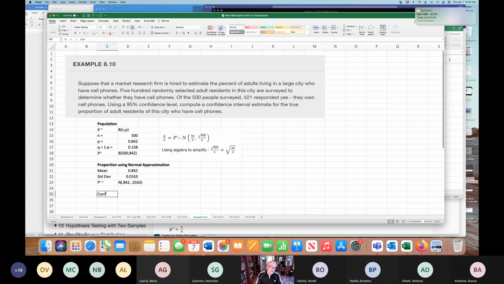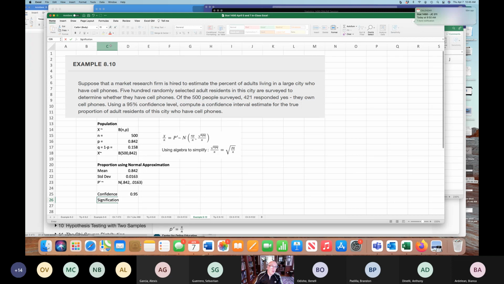Well, we want a confidence interval. It's 0.95. Significance, which will tell you, we're looking for the middle 95%. We're looking for the X low and X high. They give me the middle 95%.